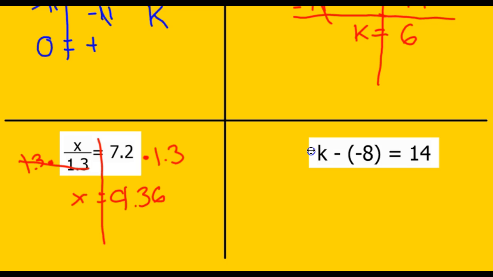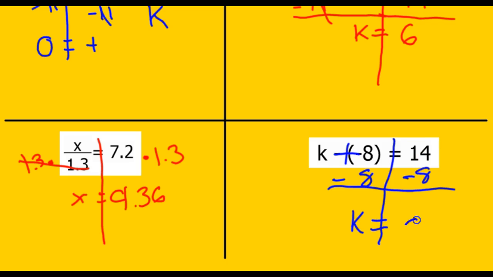Alright, last problem. Now I have something different here. First thing I see here is I have two negatives in a row, a subtraction sign and a negative. So I know if I have two negatives in a row, I can just make that a plus. So now the opposite of plus 8 is going to be minus 8. So if I subtract 8 from both sides, I get k equals 14 minus 8, which gives me 6. So k equals 6.